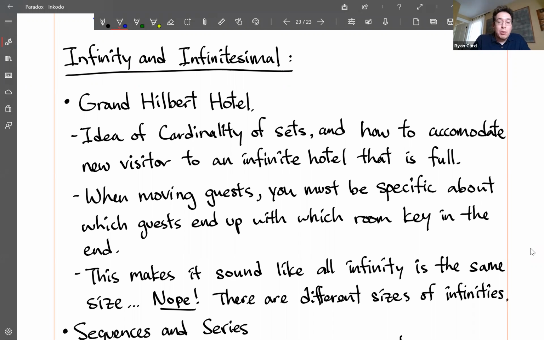What's important when you're moving the guests is that you can't be sloppy about where they end up. So you can't just say, oh, just ask people to move over to the next room forever. You have to be able to state where each guest ends up at the end of the night. So you can't relocate the visitor over and over with no place that they end up. I think that was a little bit tricky, but be prepared in the final to answer some of these types of questions.